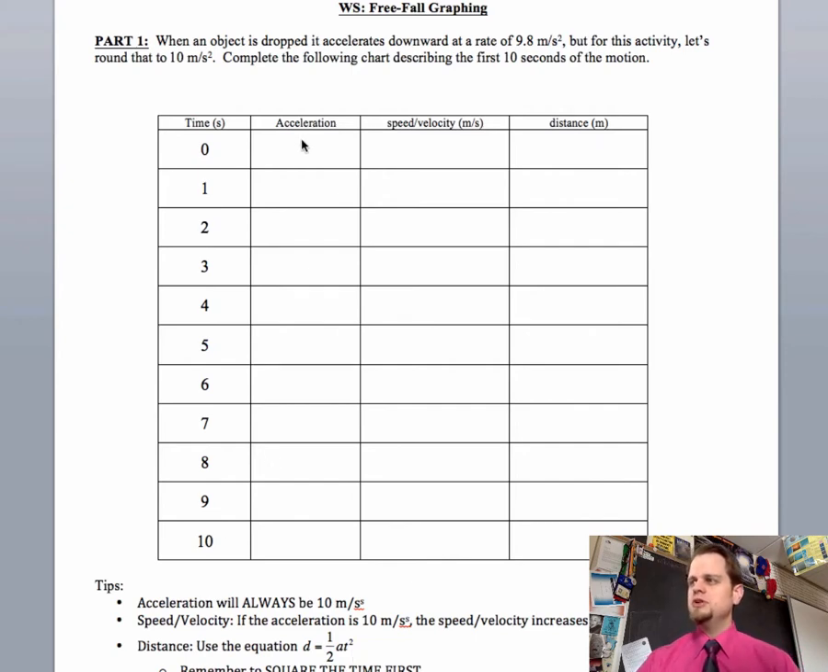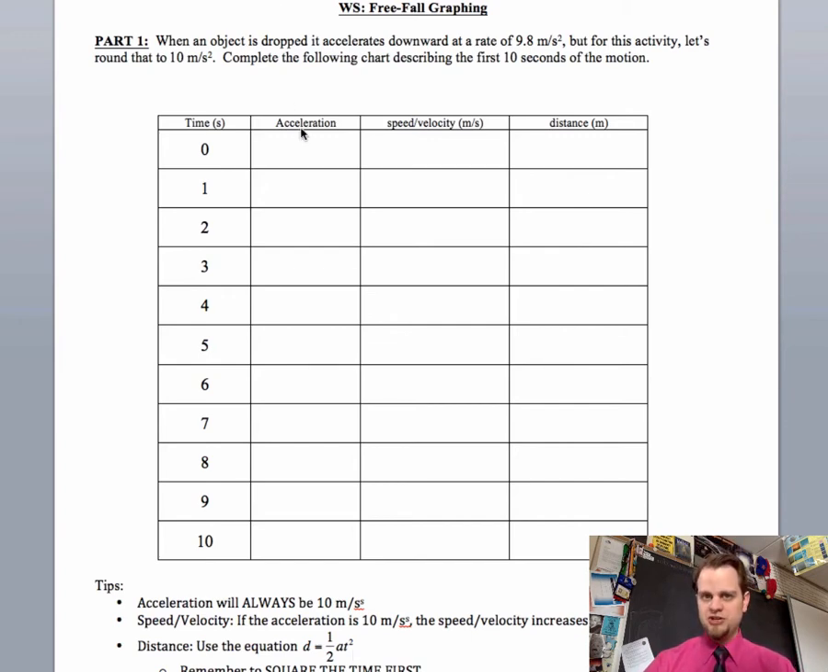In other words, what we're doing is we're saying, what is the acceleration at each second? What is its speed or velocity? How fast is it going at each second? And how far has it moved? How far has it gone down? How far has it fallen each second? So let's just think about that.